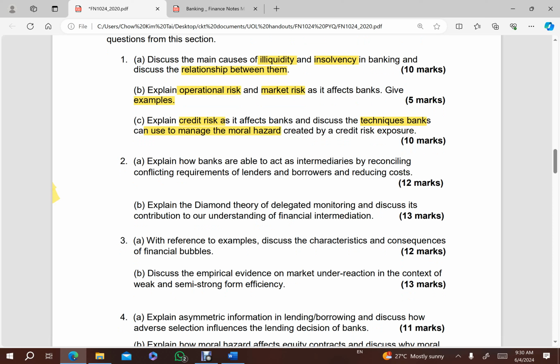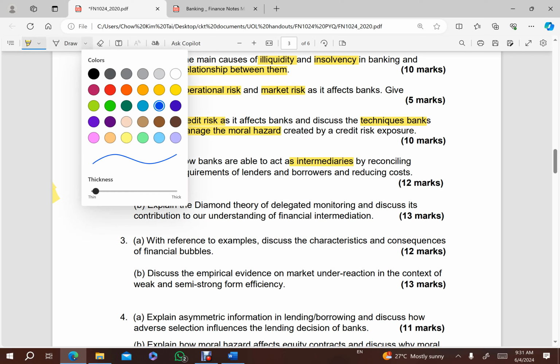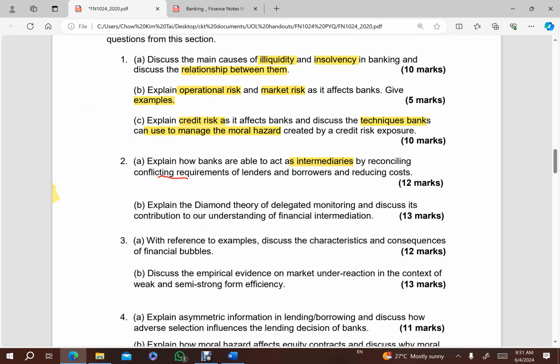Now second question: explain how banks are able to act as intermediaries by reconciling the requirements of lenders and borrowers and reducing costs. How are banks able to act as intermediaries? By reconciling the requirements of lenders and borrowers. So these are the functions of financial intermediaries. How do you reconcile these two parties? The keyword is this: how you can reconcile the conflicting requirements of these two parties.